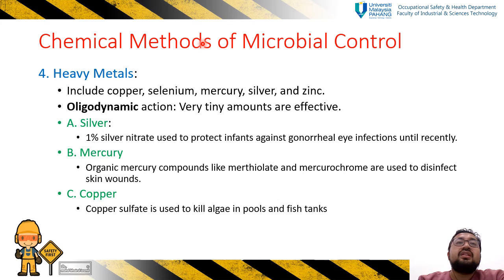Okay. And then we got heavy metals as well, which can be used as chemical methods of microbial control, such as copper, selenium, mercury, silver and zinc. Oligodynamic action, very tiny amounts are effective. And we have silver, 1% silver nitrate used to protect infants against gonorrhea eye infections until recently. There is mercury, organic mercury compounds like merthiolate and mercurochrome are used to disinfect skin wounds, and copper. Copper sulfate is used to kill algae in pools and fish tanks. So these are examples of the heavy metals used to control organisms.